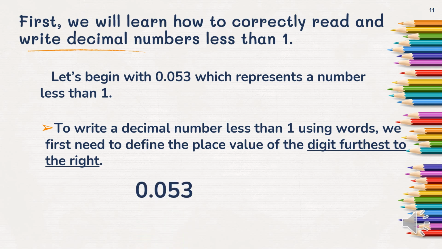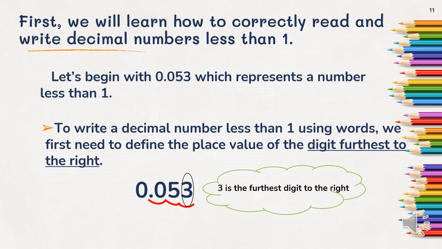So we have here 0.053. What number is the digit that is farthest to the right? So we have here, let's count. So the 0, it's not the farthest. 5, no, it's not the farthest. And we have the 3. It's the farthest number or digit to the right.